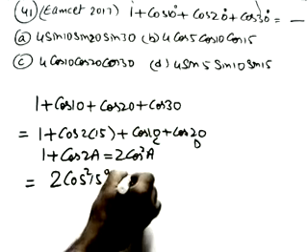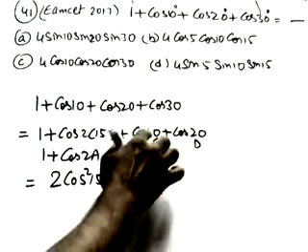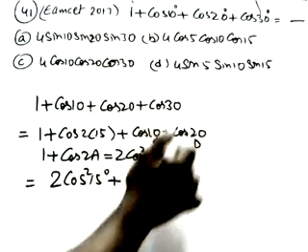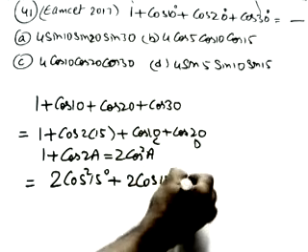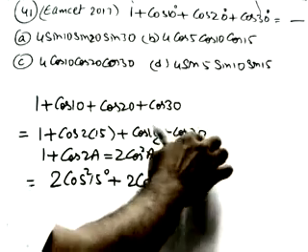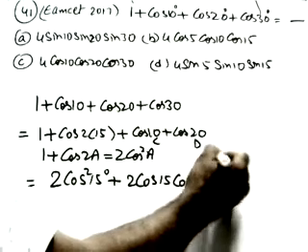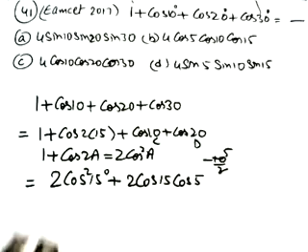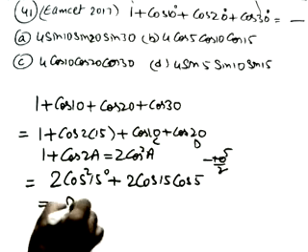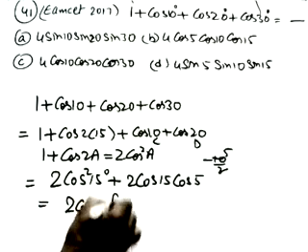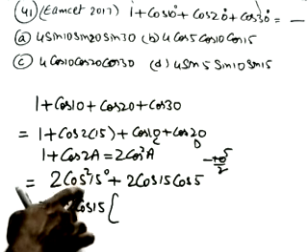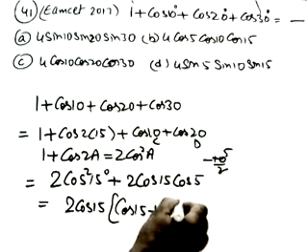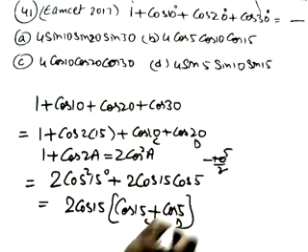Suppose this is C, this is D. Cos C plus cos D is 2 cos of (C plus D) by 2, times cos of (C minus D) by 2. 10 plus 20 is 30, 30 by 2 is 15. 10 minus 20 is minus 10, by 2 is minus 5. But cos of minus theta is plus cos theta, so this will be cos 5. Now let me take 2 cos 15 common. What is left here? Cos 15 plus cos 5.